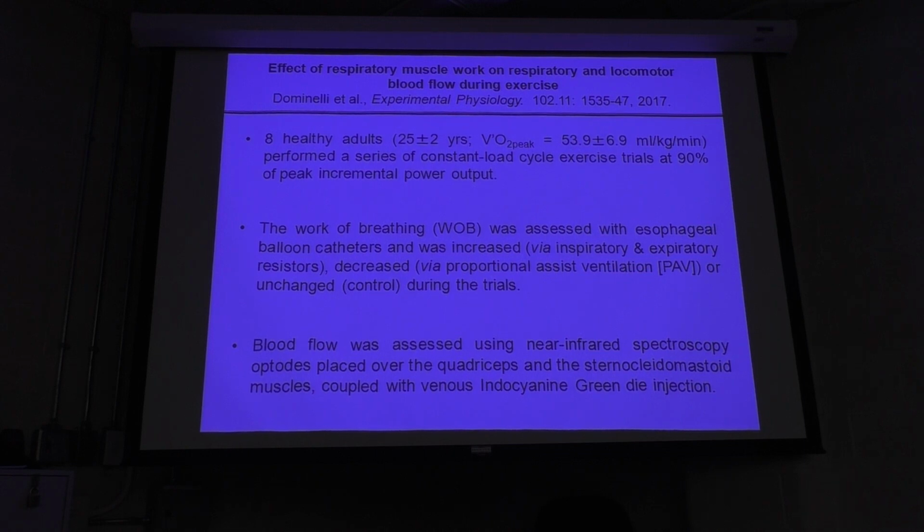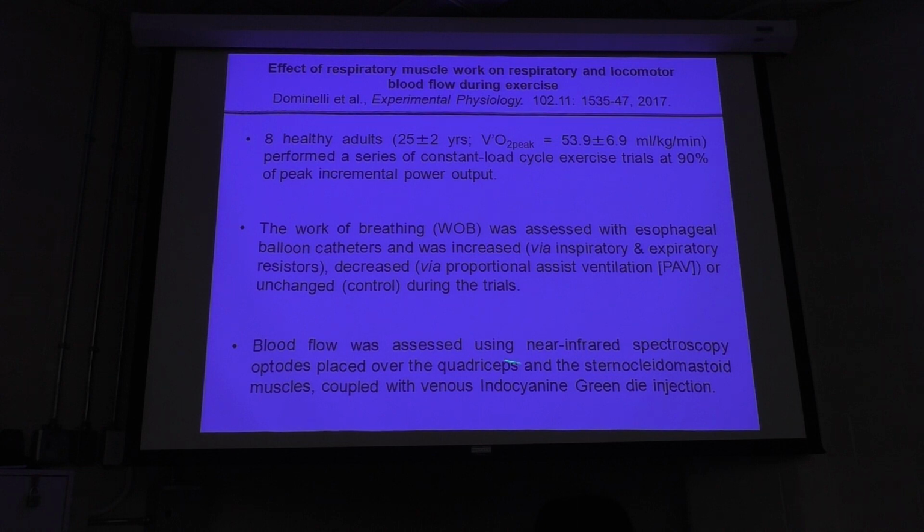You can actually get an index of blood flow. So you can measure muscle oxygenation and you can get an index of blood flow based on when the dye is injected, and then basically its appearance in the optode that shows up during exercise. So you can get this blood flow index.